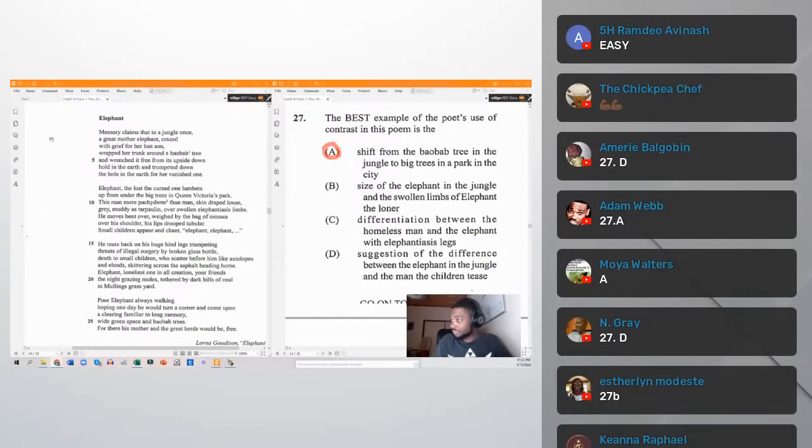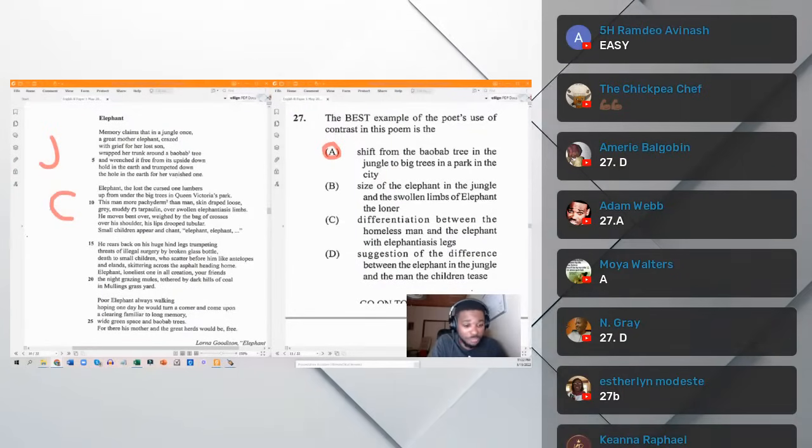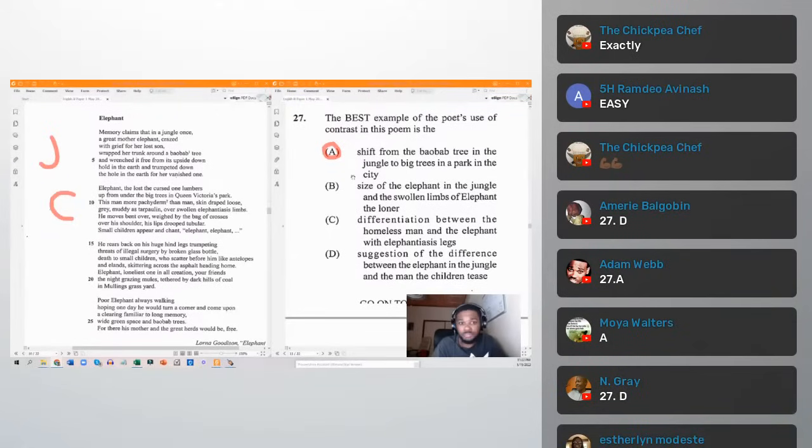We have jungle, we have city, JC, that is not Jamaica College. We have jungle, we have city. That's a contrast. Those are basically opposite scenes. Jungle scene, city scene. Now let's look at why B, C, and D are all incorrect. The size of the elephant in the jungle and the swollen limbs. Wrong. Why is this wrong? Because this is not a contrast. These are similar images. So it's a parallel, not a contrast.